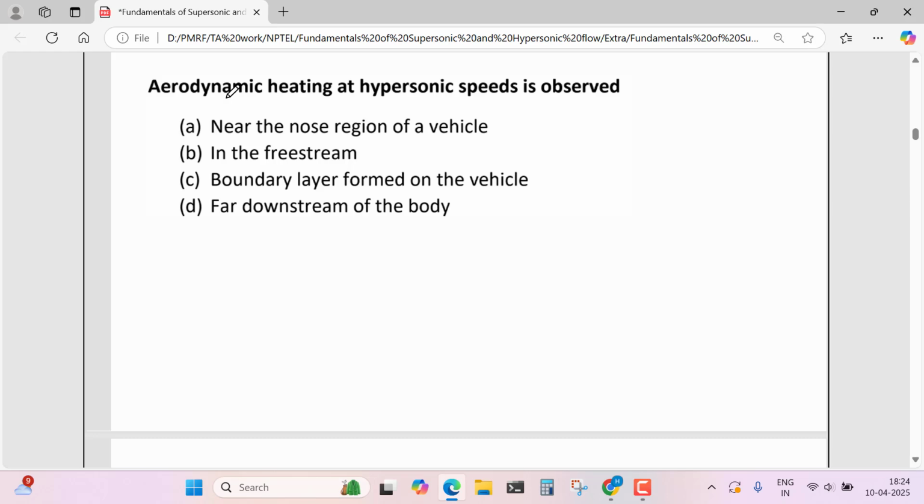Aerodynamic heating at hypersonic speeds is observed: A. Near the nose region of a vehicle, B. In the free stream, C. Boundary layer formed on the vehicle, D. Far downstream of the body. What will be the answer for this problem?